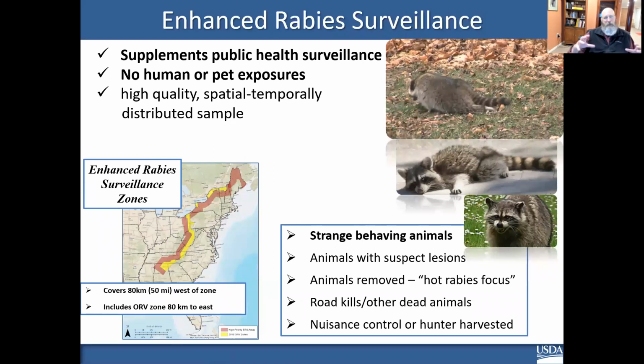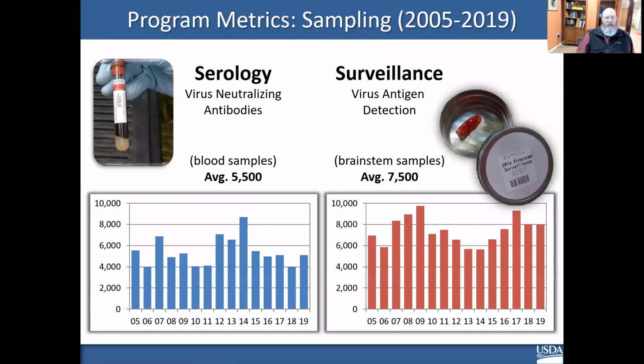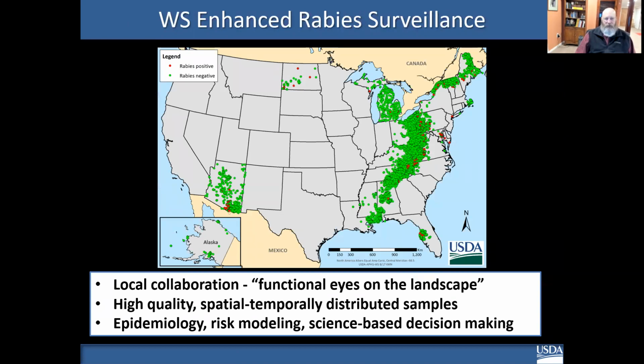And when we talk about enhanced rabies surveillance, it really supplements public health surveillance where there's been no human or pet exposure to the rabid animal. So we're looking for those strange acting animals, road kills, hunter harvested, nuisance control, the standard ways we can collect, any way we can. And so each year you can see that our field force is collecting a lot of blood samples and also a lot of brain stems. And we're putting those positive and negative dots on the map to make sure that we are putting those zones in the right place so that we're not simply throwing baits that aren't doing the job.